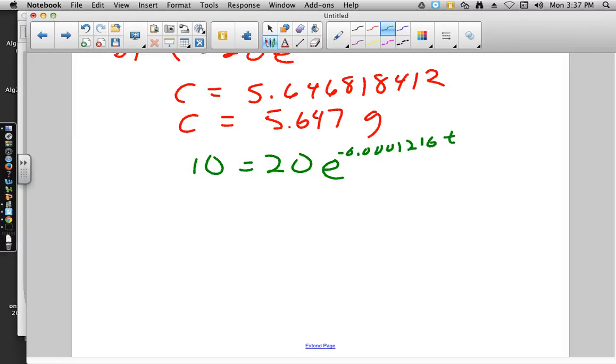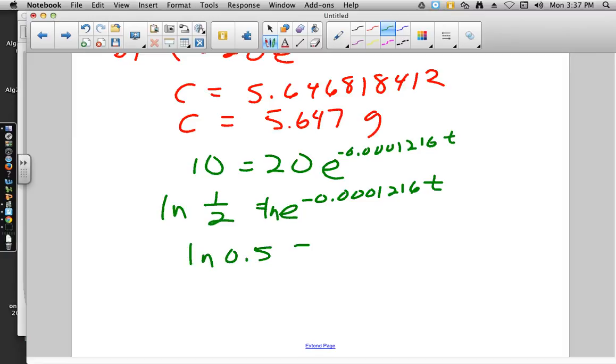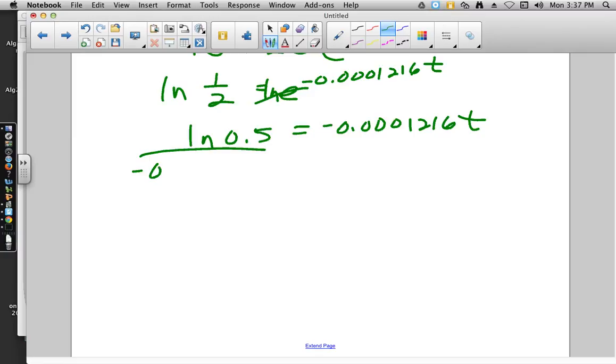So if we divide both sides by 20, we get 1/2 equals e to the negative 0.0001216t. And then we take natural log on both sides, and since we're already working with decimals, we might as well go ahead and change that. Here, those are going to cancel each other out because they're inverses of each other. And then we would just divide by negative 0.0001216. And that will get us t.